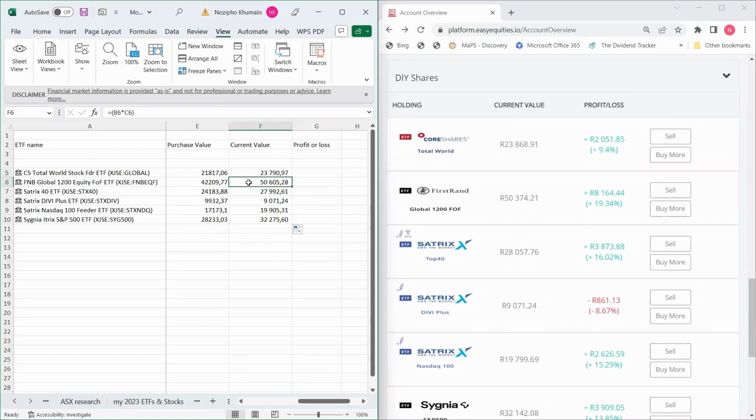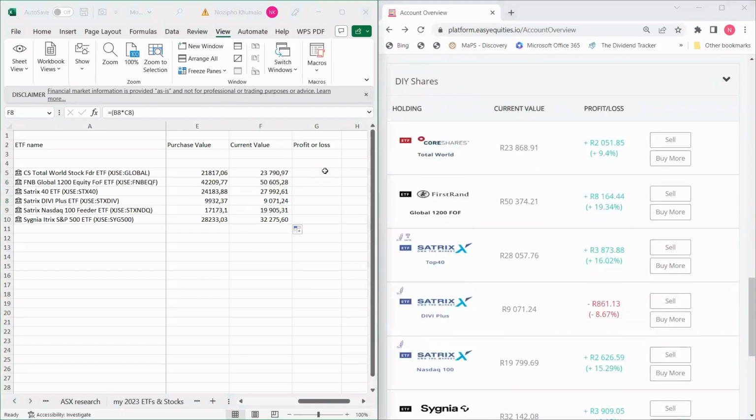Same thing with F&B Global. On your spreadsheet, it will be 50,605. Here it says 50,374. Except, look at this, except Satrix Divi is correct. So here it says 9,071.24, and that's exactly what it is here. Okay, so sometimes it gets it right.